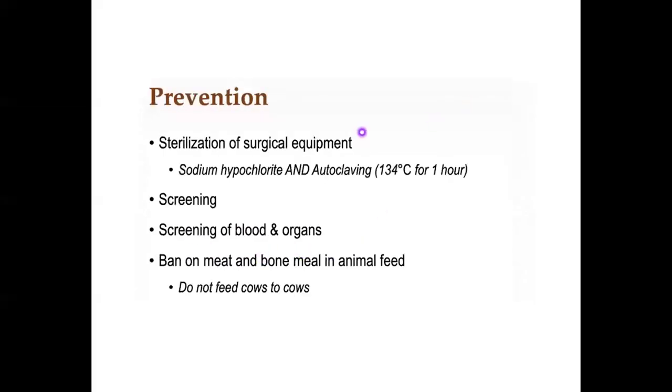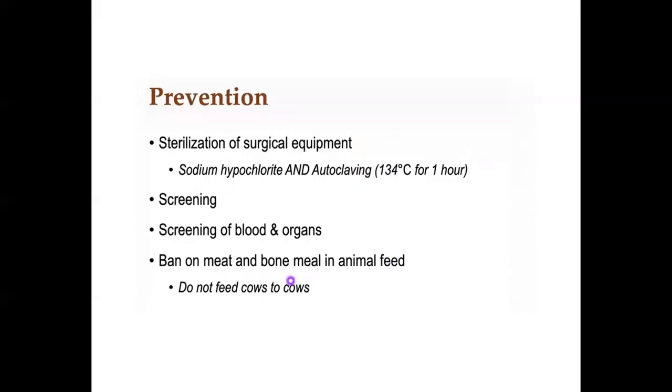Prevention. Remember we said it is not prevented by normal sterilization. So the sterilization of surgical equipment should be for 1 hour at 134 degrees, autoclaving, and sodium hypochlorite for 1 hour. You can see, because they are not easily damaged by sterilization. Then screening tests, screening of blood and organs before blood donation or transplants.